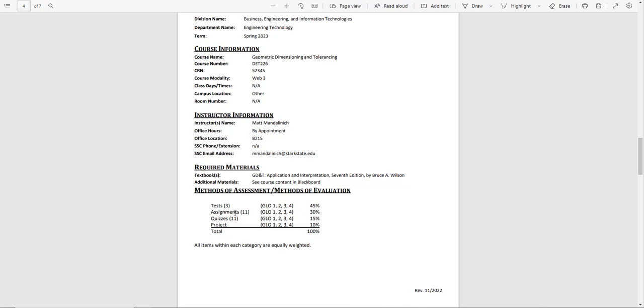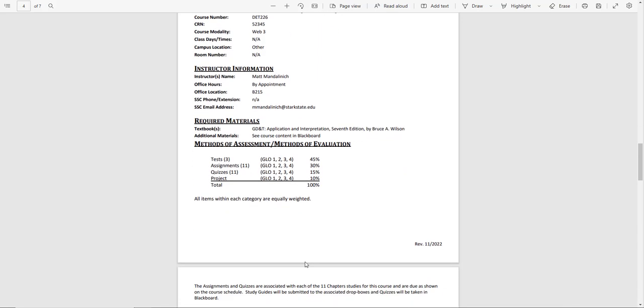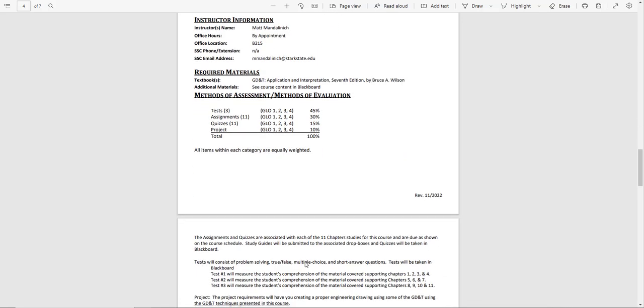Okay, so what I'm saying is there are 11 assignments, and what I'm going to do is take your average for each assignment and then average all of the averages. That's what I mean. And same with the tests. There are 3 tests. Each one of those tests is essentially 15%. So they're divided equally, weighted within the category.